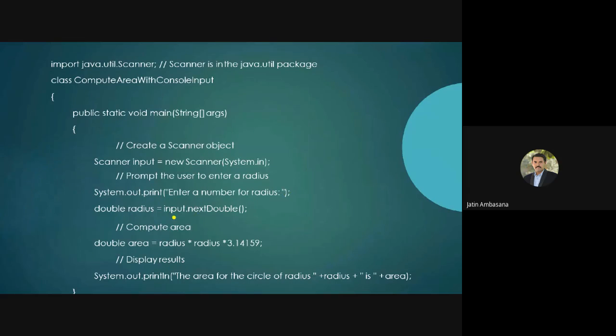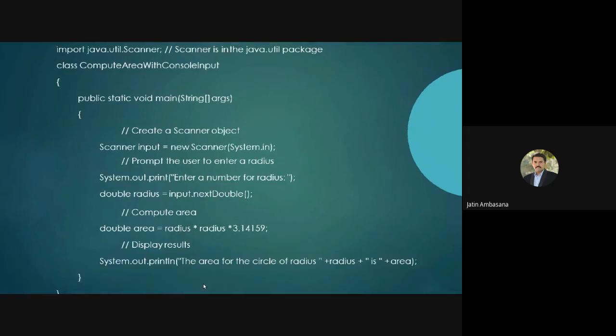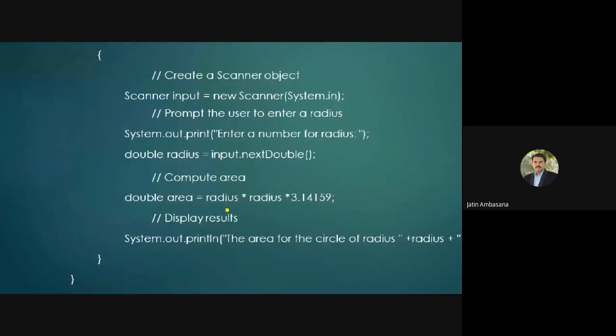So what happens is, when the JVM sees that you are saying input.nextDouble, it means you want to read a double type of data from the user. So if the user enters something like this, then it takes this thing. Obviously, what the user enters is a string, but it is converted into a double value, and then it is assigned to this radius variable.